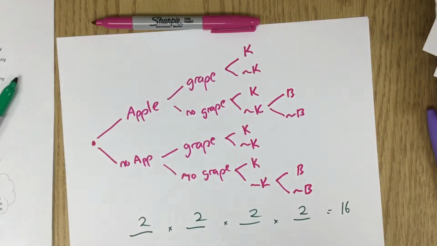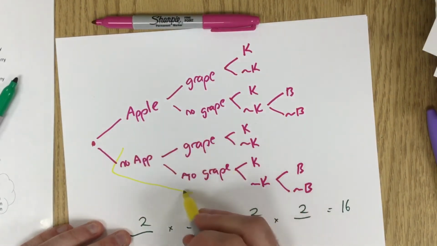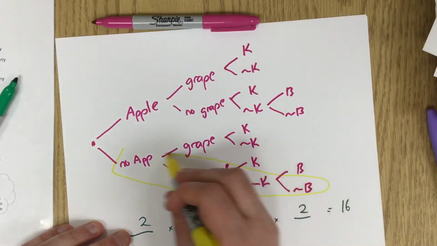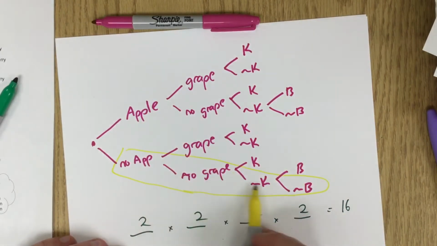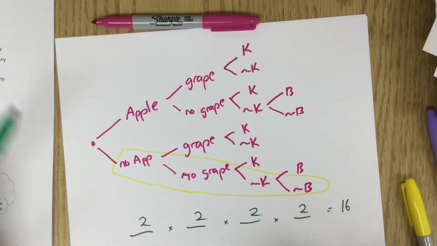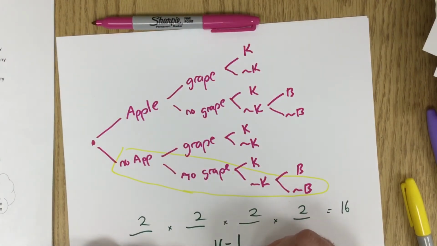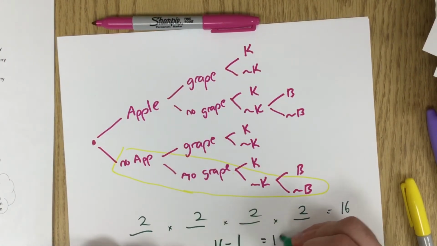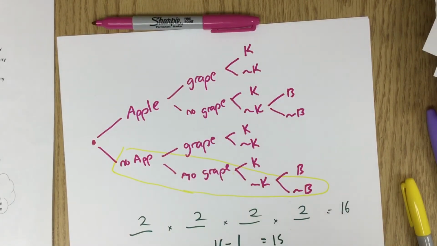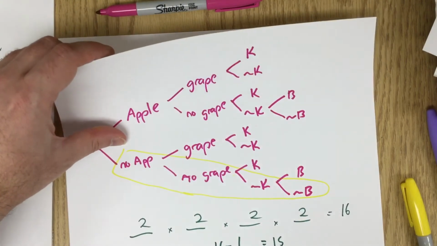But one of those 16 options is the super lame no apple, no grape, no kumquat, no banana. Which means what we're going to do is 16 minus 1, and it's going to be 15 possible lunches. So there's two ways of doing that. Okay.